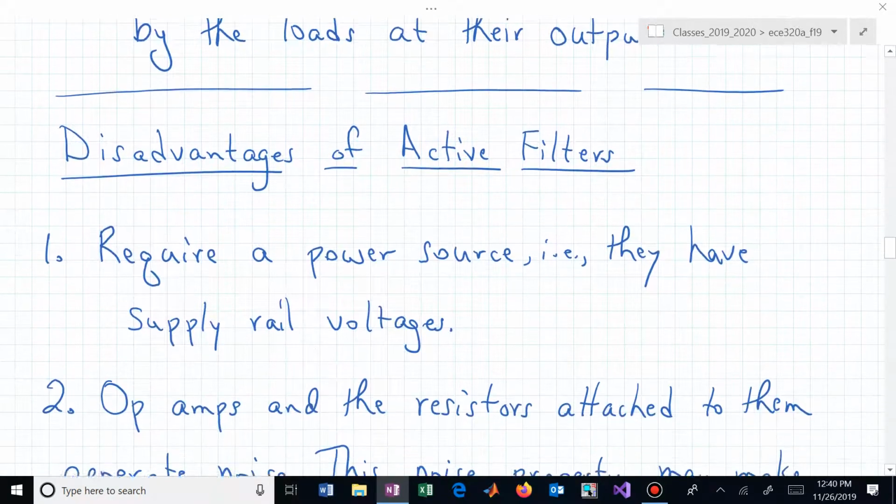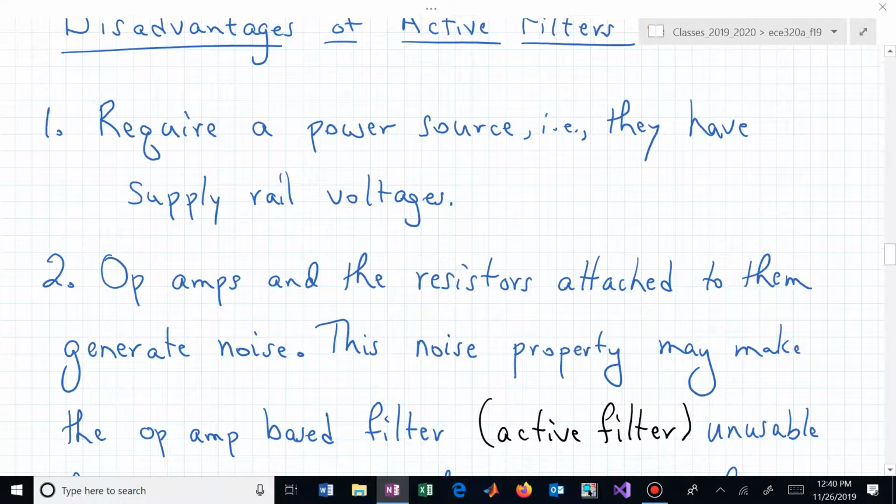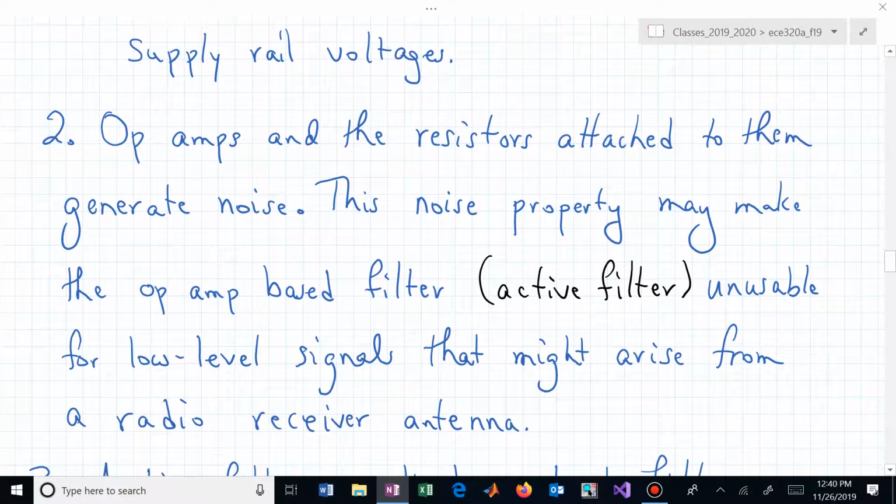Those were the advantages. What are some disadvantages? Well, an active filter you actually have to power. So now we have to create these power supply rail voltages to even energize our op-amp to make it function. Likewise, these op-amps and the resistors around them can inject noise into our system, and we may not want that there, whereas the passive devices won't have that kind of noise characteristic present.